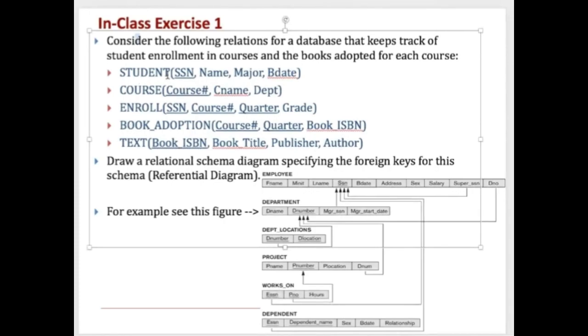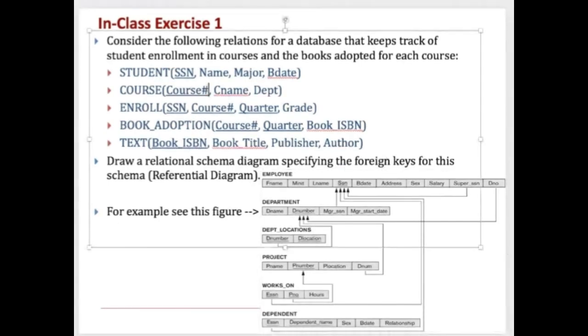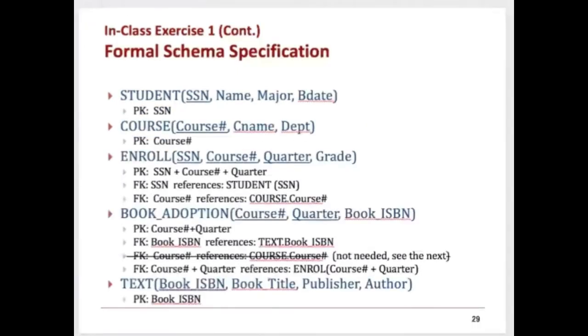For this database, draw a relational schema diagram specifying the foreign keys for this schema. So you are required to make a figure like this. You will make tables like this, and then you will mention the primary keys and you will mention the foreign keys by drawing these arrow signs. Okay, this is the question. It's in class practice, so we will do it all together.